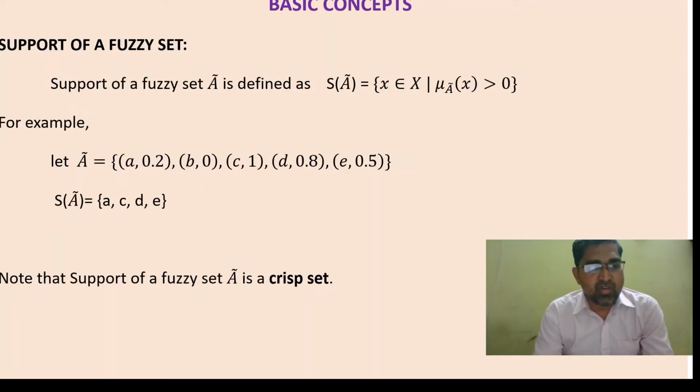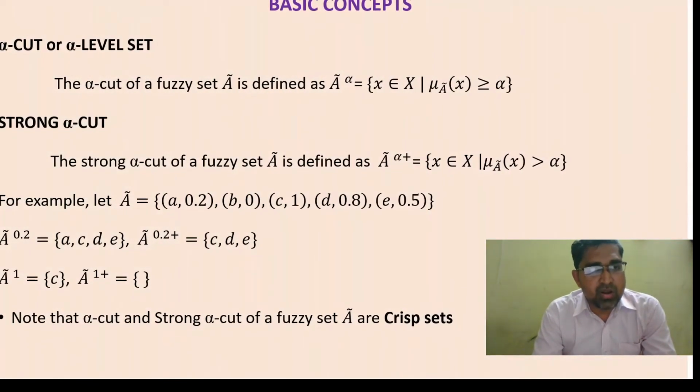For example, A is a fuzzy set: (a, 0.2), (b, 0), (c, 1), (d, 0.8), (e, 0.5). Now what is the support of fuzzy set A? Only a, c, d and e, because those 4 elements among the 5 have membership value greater than 0. Very important: the support of a fuzzy set is actually a crisp set, as you may understand from this example, S of A is a crisp set.